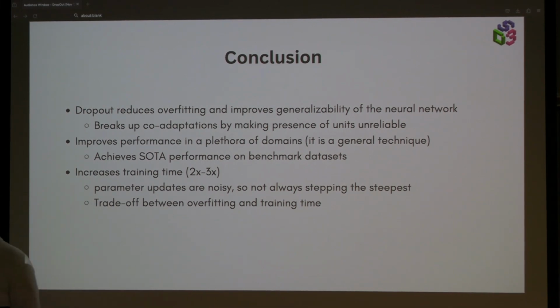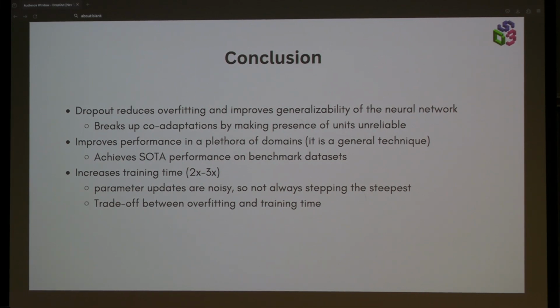So we talked a lot about dropout. In conclusion, we saw that it reduces overfitting and improves generalizability. All that means is it does well on the test set, and it'll do well on any new input. And it does so by breaking up complex correlations that don't actually exist in the general sense. We also showed through experiments that it achieves state-of-the-art performance.